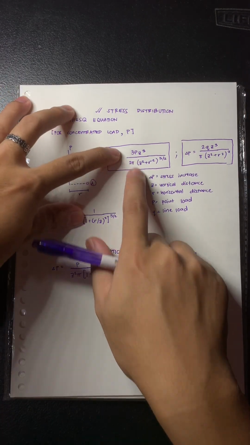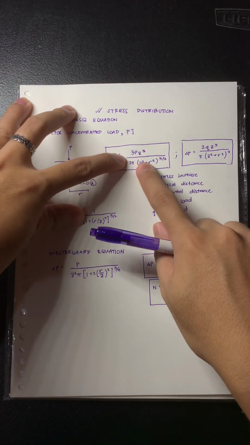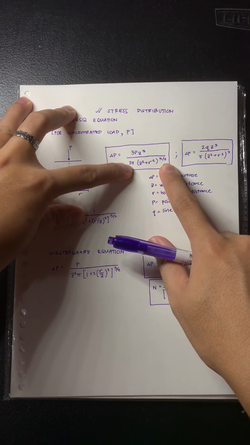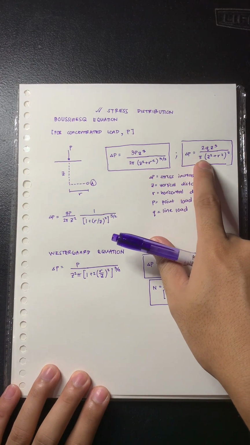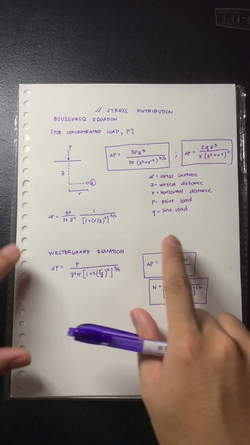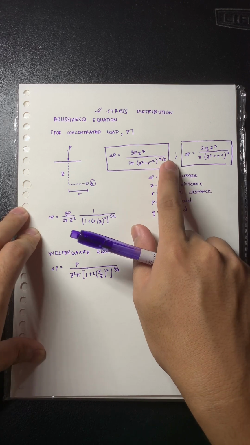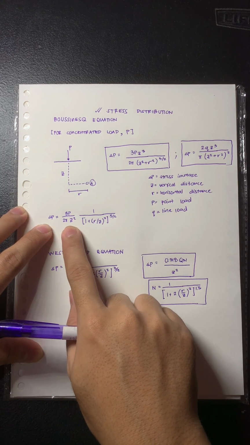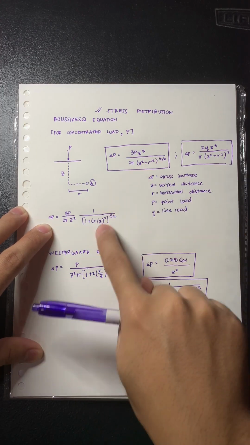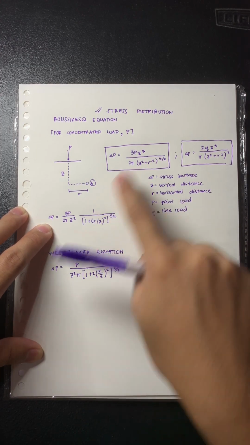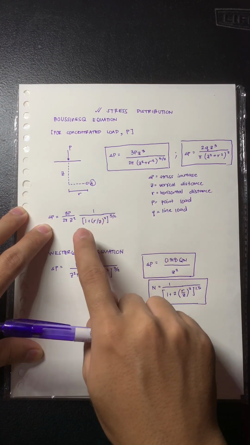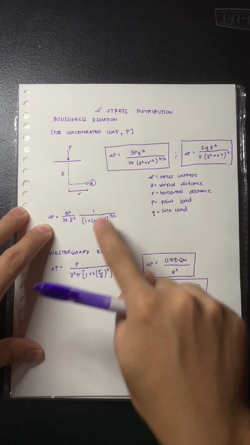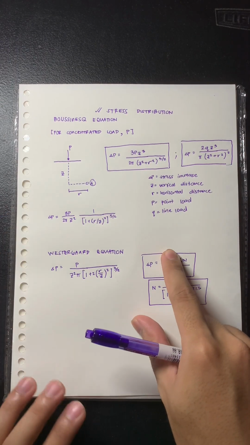So madali lang siya guys, no? 3Q Z cube all over 2 pi times the quantity of Z squared plus R squared raised to 5 halves or 2.5. So ito yung sa uniform load. So, ayan guys. Pero, makikita natin sa internet na meron isang formula. Ito yung isang formula guys. 3P over 2 pi Z squared. Kung titingnan mo parang magkaiba siya guys, no? Pero, parehas lang yan. Kung ano man ang gusto mong isaulo, pwede ito, pwede ito. Ito, for point load siya guys. So, pwedeng itong sauluhin mo, pwede din ito. Same naman yung sagot na makukuha mo.